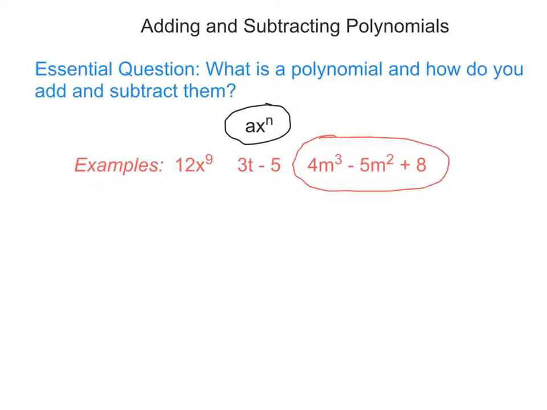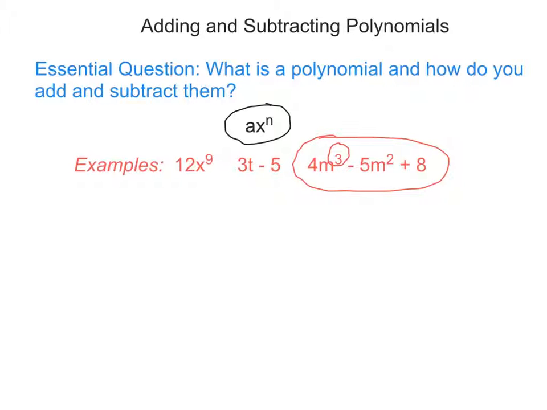Another thing to know is that the 4m to the 3rd is considered the leading term of the polynomial, and its coefficient is the leading coefficient. So the leading coefficient for this particular polynomial is 4. And one last thing about this polynomial is that the degree of the polynomial is the greatest degree of all the terms. So in this case, the degree would be 3. This is a 3rd degree polynomial because it's the highest valued exponent.